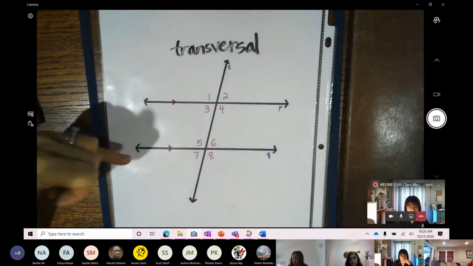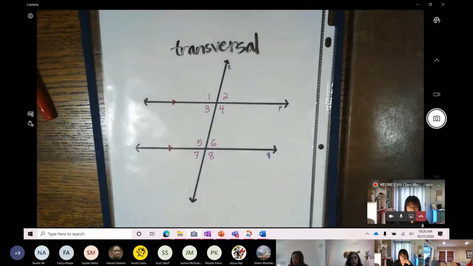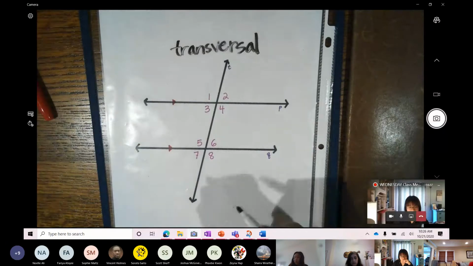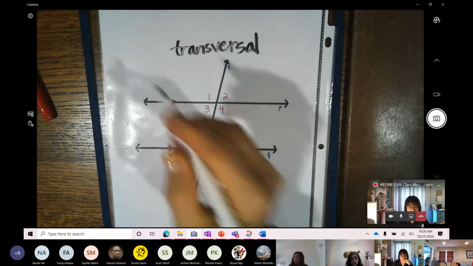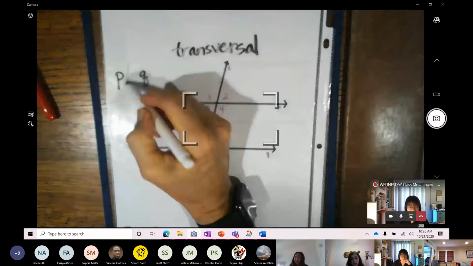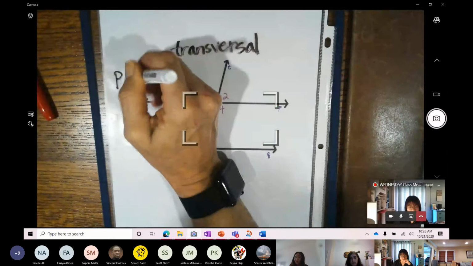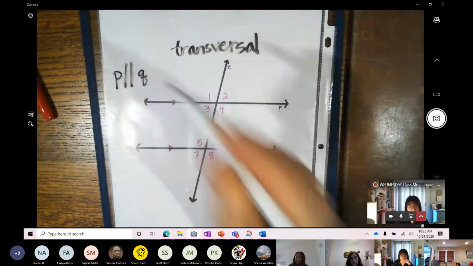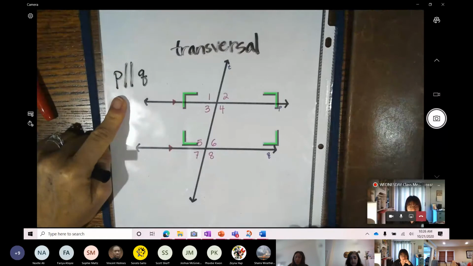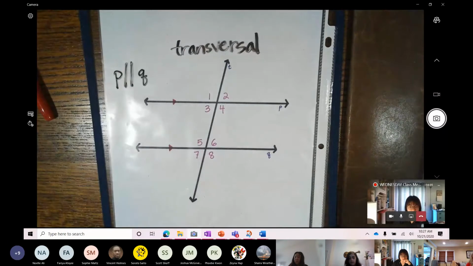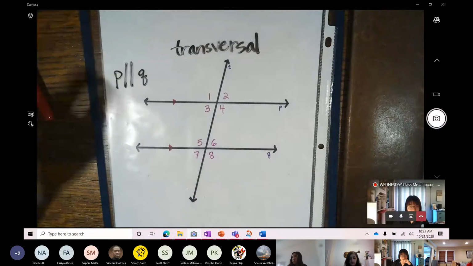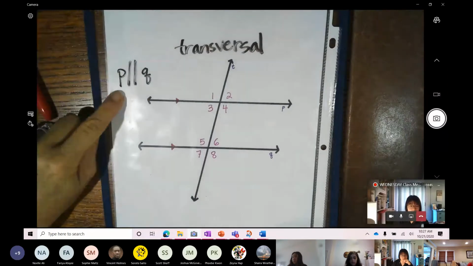So we have line P parallel to line Q. And the way we write that, I'll come over here, is we put P and Q like that, and then you do these two slashes. So that symbol means P is parallel to Q. Again, you'll be given those in some of your proofs and things, so you'll want to know what that symbol means. Either the red triangles or that symbol.